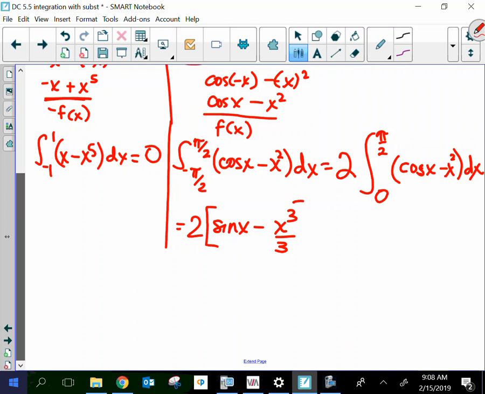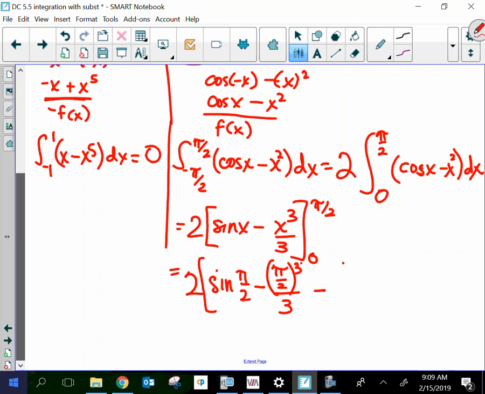Good job. From 0 to half pi. She was ready. Okay. Now 2 just stayed out there. It's going to continue to stay out there. Okay, now I'm going to plug in pi over 2. So I'm going to have sine of pi over 2 and pi over 2 cubed over 3, which is ugly, but that's okay. Minus, now here's where the 0 is way better. Sine of 0 minus 0. Okay?